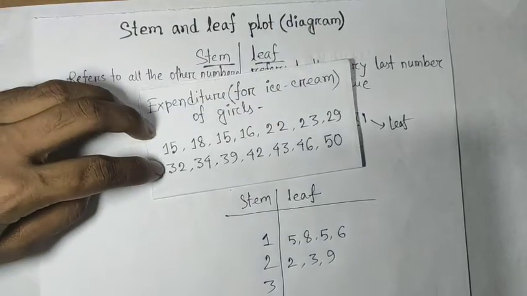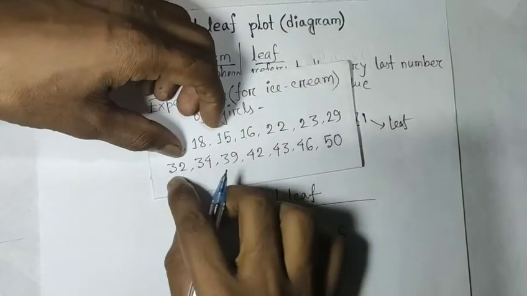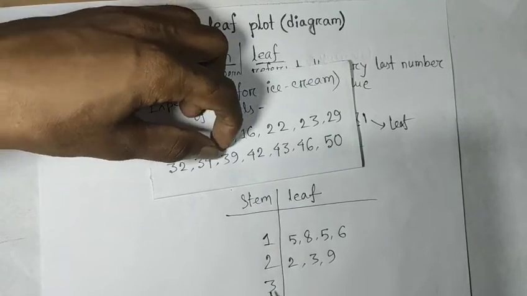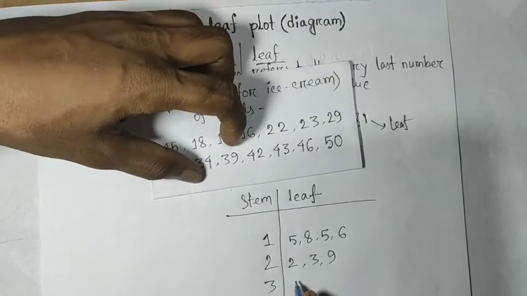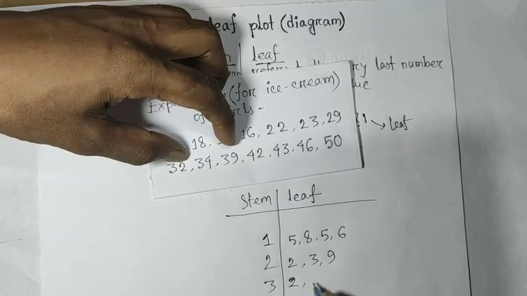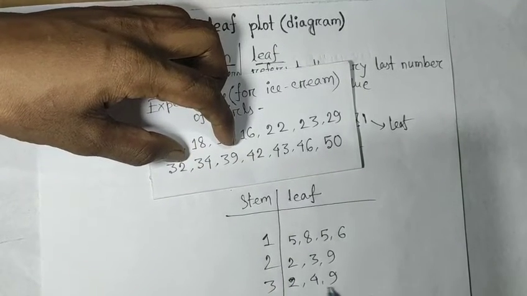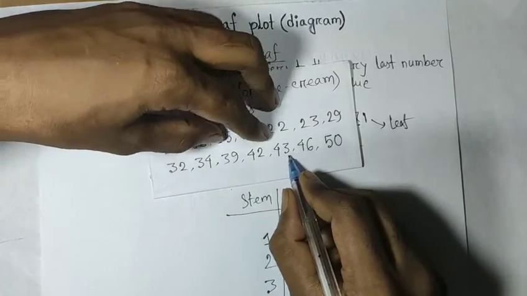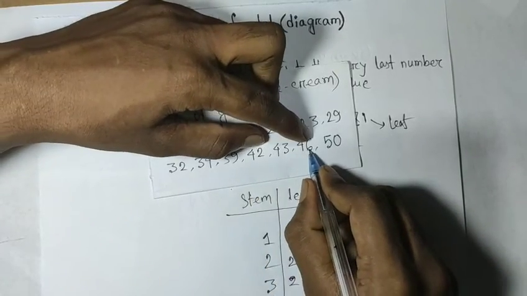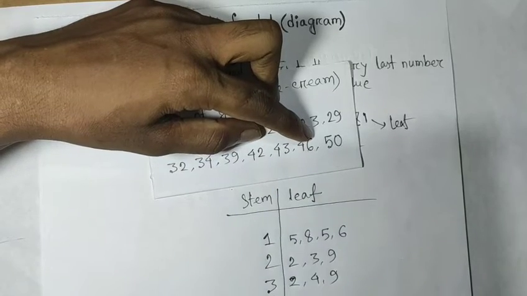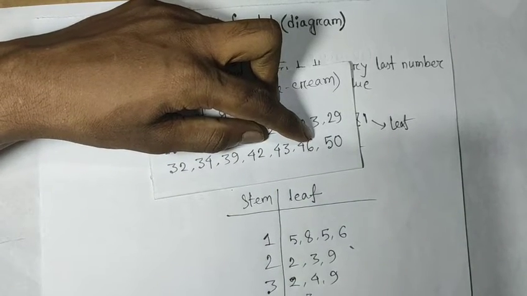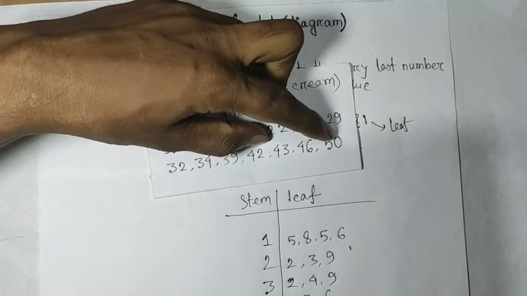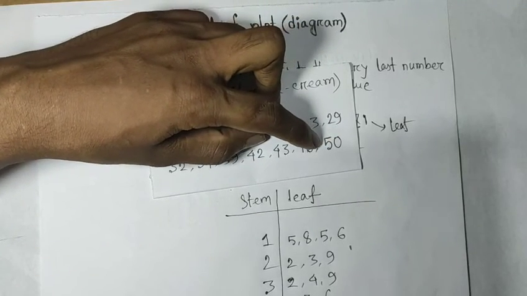And further here we can find 3 as the stem and 2, 4, 9 as its corresponding leaves. That means 2, 4, 9 are the leaves of stem 3. Further, 2, 3, 6 are the leaves for the stem which is 4. So let's write it down here. And finally the leaf of the stem 5 is 0.